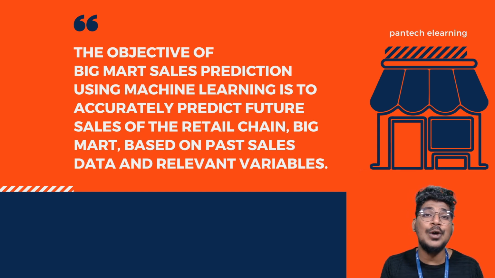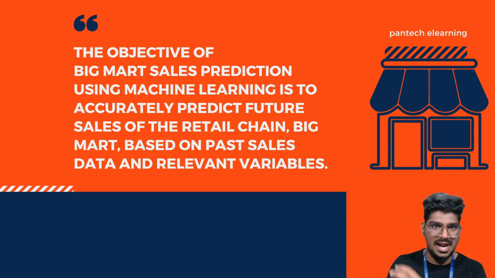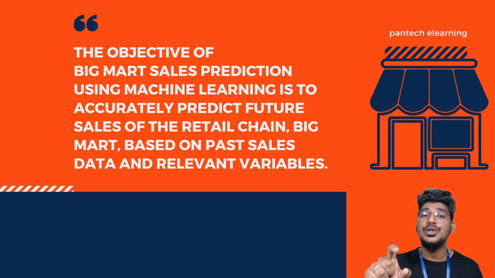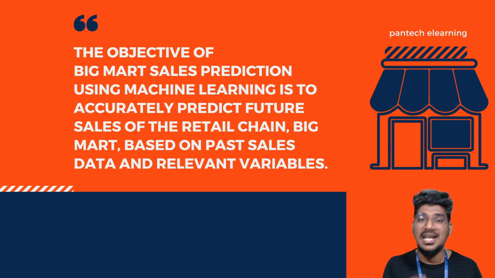Actually, it will help us to accurately predict the future sale for the retail chain. Based on the past sales data and relevant variables, we are going to feed them into the system and train the model. After that, it's going to predict the future sale of each of the products. So what is our objective? We are going to create and train a model for the Big Mart sale prediction. That Big Mart sale prediction will help to predict the future sales of the retail chain. That's very important. Okay, that is our objective.